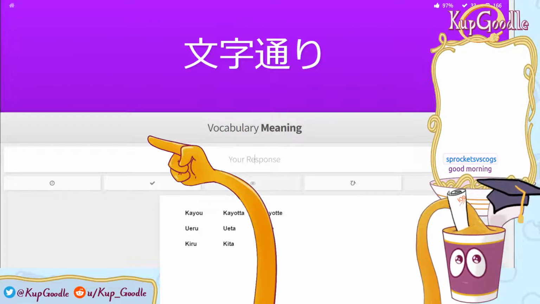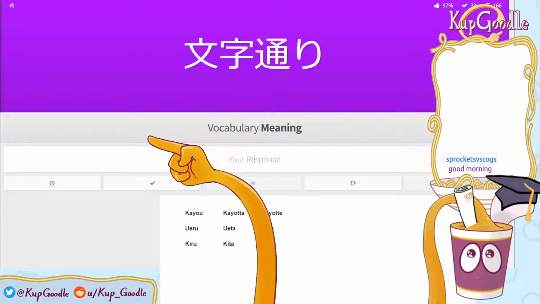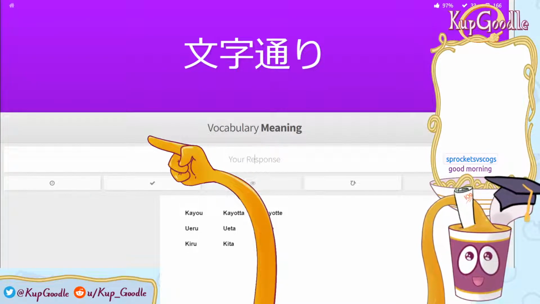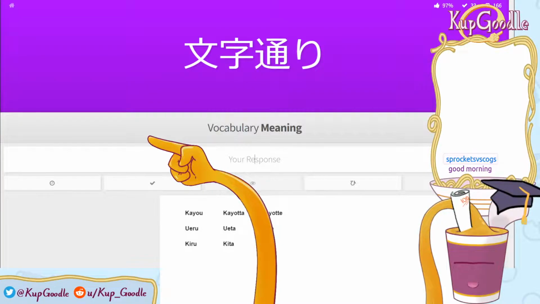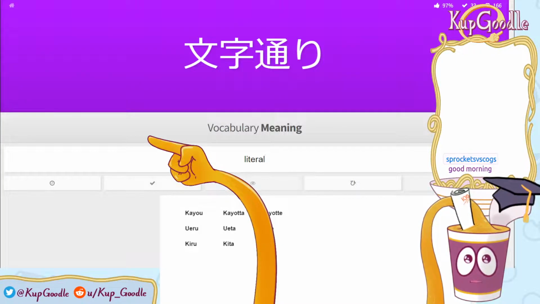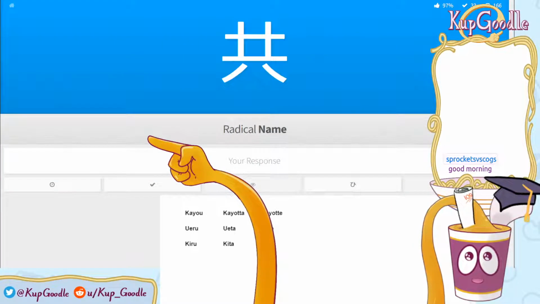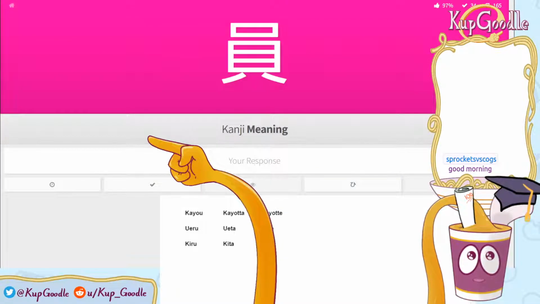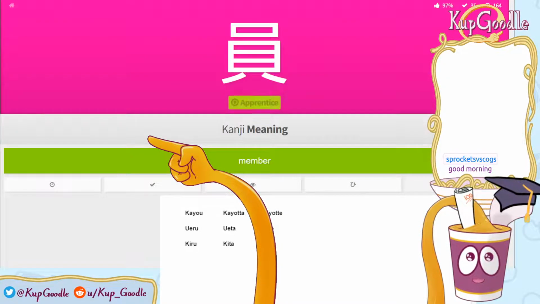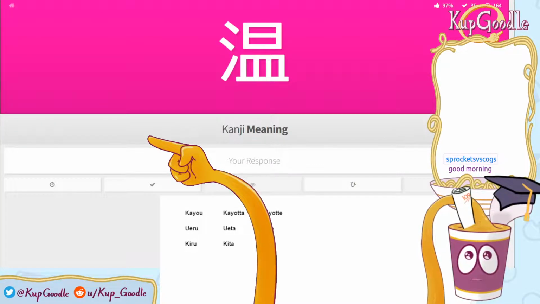Business. Mojidori. Literally, to the letter, through the letter. Literal. First name is together. Together? Yeah, the fins are together. Meaning is a member, like a staff member or club member, workforce member.